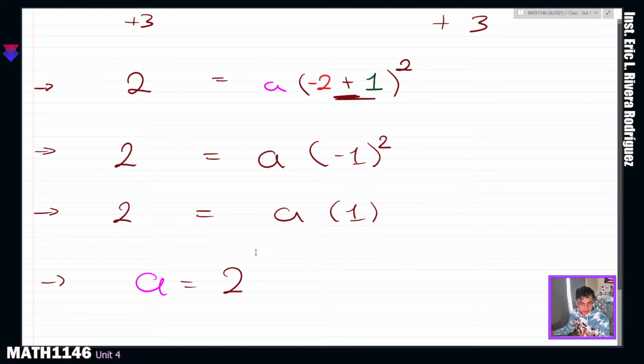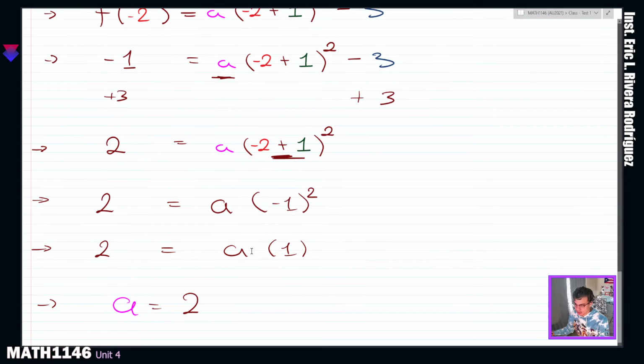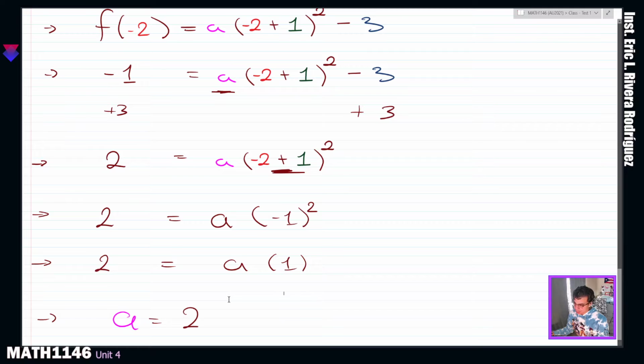All right, so A is equal to Tristan. Check what you did there. The actual value is 2, the correct value is 2. All right, but thank you for participating.